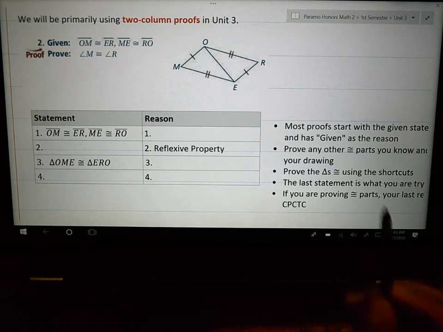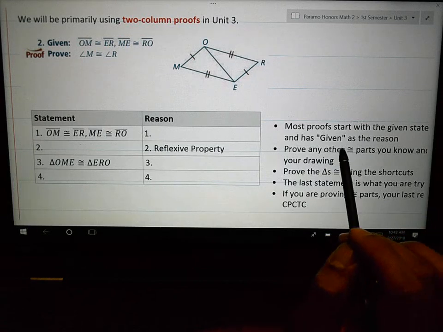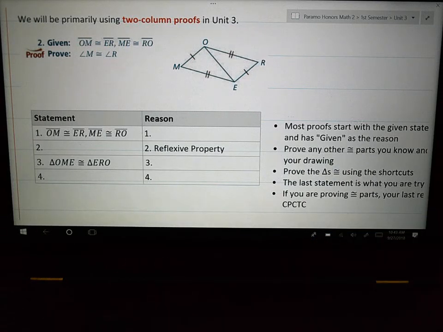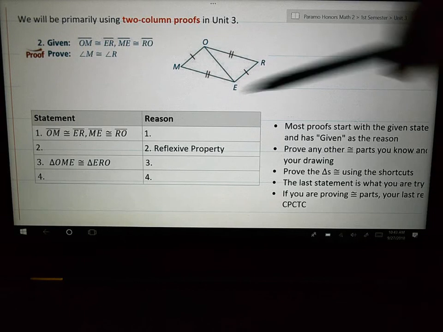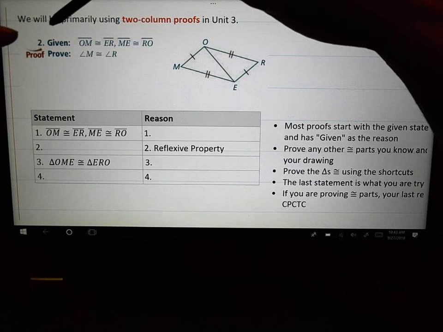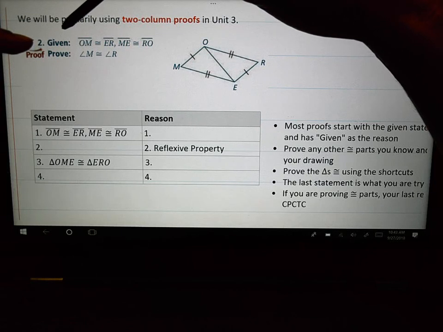In this class, we are going to start off most proofs with given as our reason. The word given is kind of like you can assume this. This is the given information. This is what you start with. Given, in other words, is your starting information that you can use.